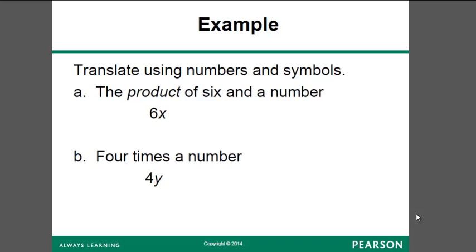Again, in either one of those cases, I could have used any variable. I chose x and y. Sometimes your directions will tell you what variable to use. Please make sure that you pay attention to your directions.